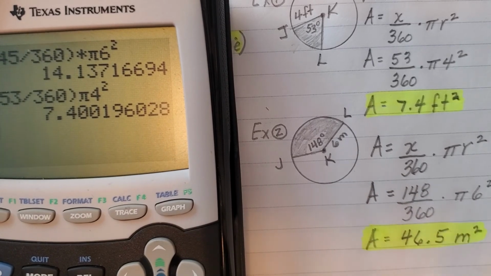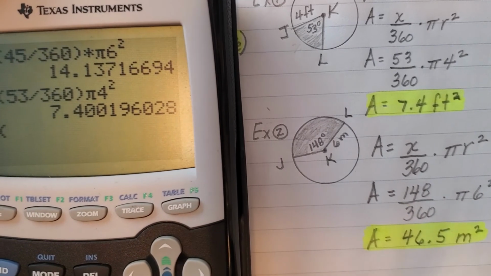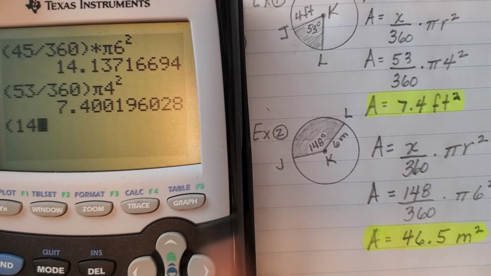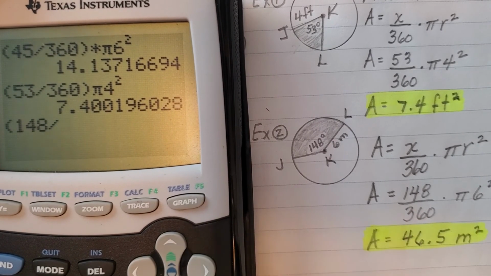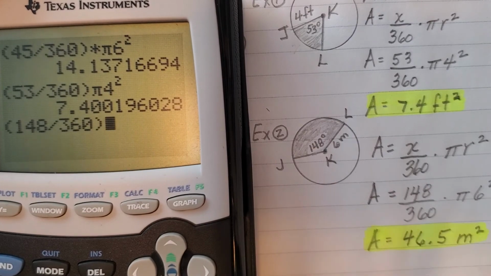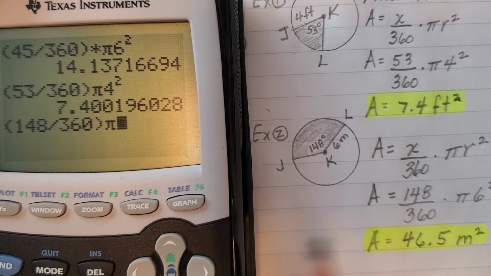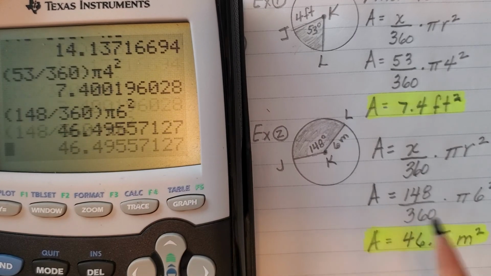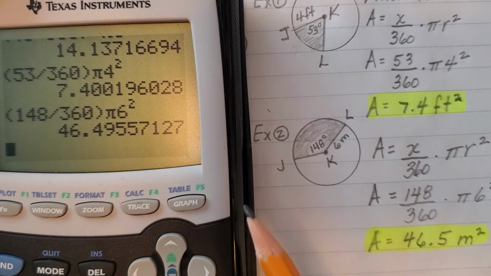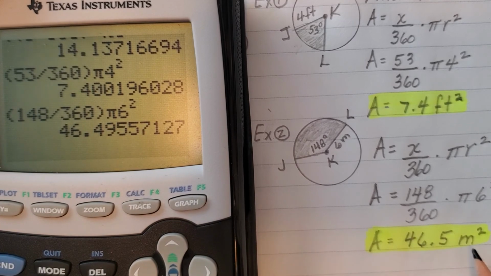So we'd go parentheses 148 divided by 360, times pi, again, times your radius squared, 6 squared. And you get 46.49, which rounds to 46.5 square meters.